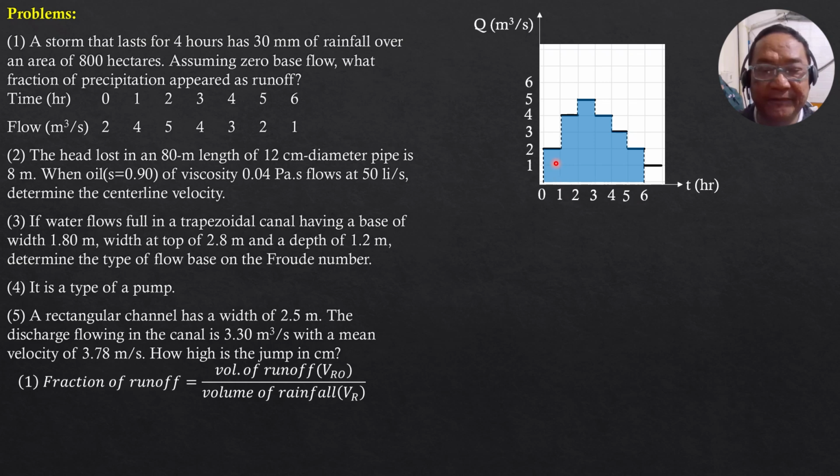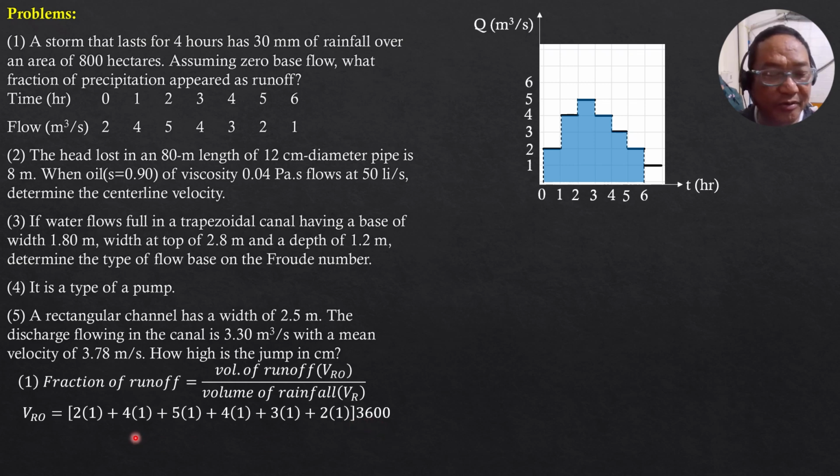The volume of runoff therefore is the quantity 2 times 1 plus 4 times 1 plus 5 times 1 plus 4 times 1 plus 3 times 1 plus 2 times 1, then the whole value multiplied by 3,600 seconds per hour. Calculating, the volume of runoff is equal to 72,000 cubic meters.